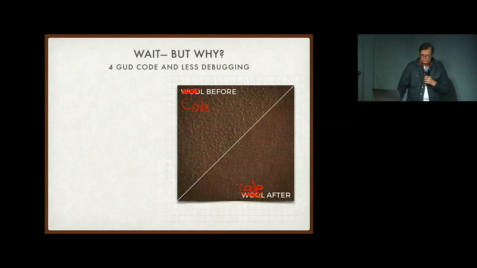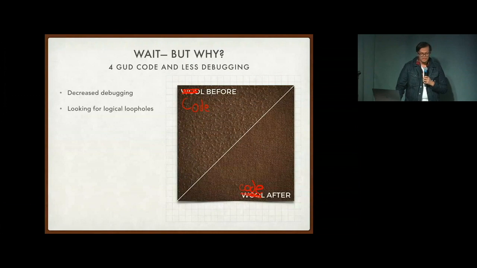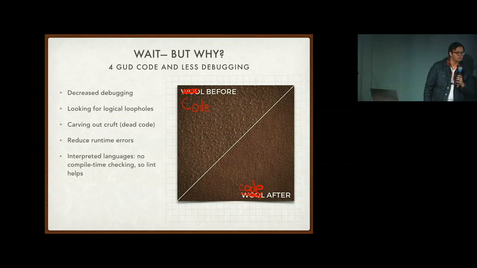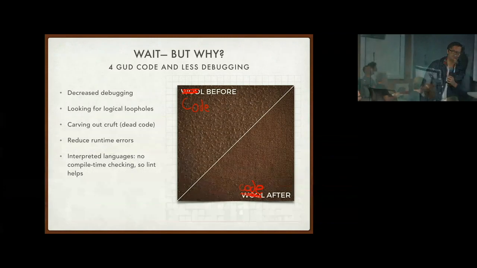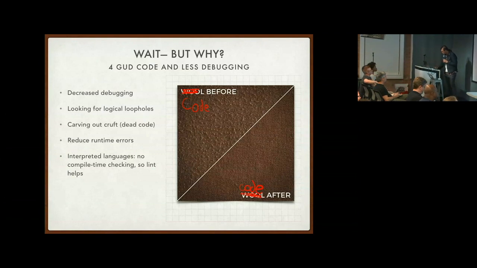So lint offers you decreased debugging, less looking for logical loopholes, more carving out cruft or dead code, and reducing runtime errors. It's especially useful for interpreted languages like Python or JavaScript, where you don't actually have a compilation step. So the only way to find a lot of errors would be to write your code, run it, find the error, and then try it again, run it again. So lint helps a lot.